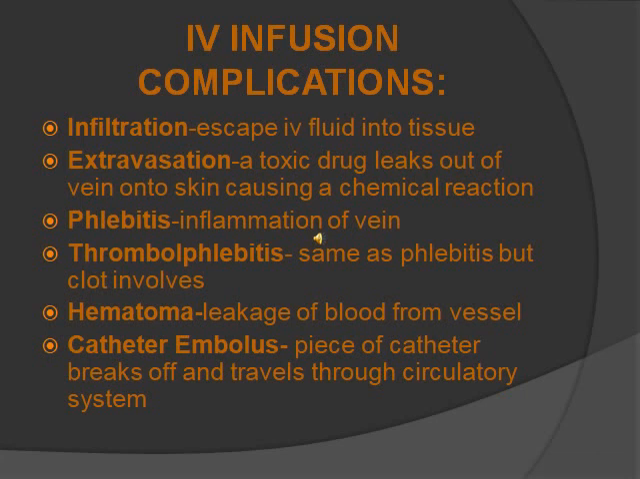And then the last thing is a catheter embolus. It's a piece of catheter that breaks away and travels through the circulatory system. Immediately apply a tourniquet high in the extremity to limit venous blood flow, and you're going to be prepared to remove it via x-ray.